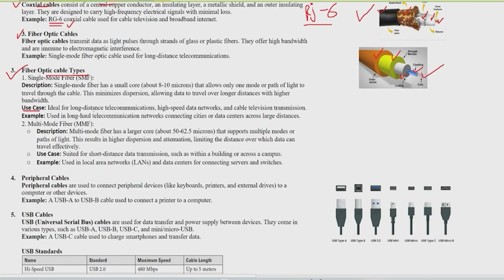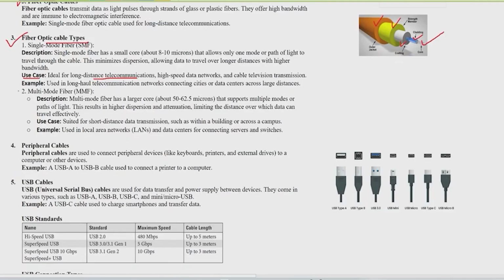So what are the use cases? Use cases are long distance communication, because these twisted pair cables are limited to 100 meters maximum, while these can go up to kilometers. There are two types also, single mode and multi mode. The only difference is the core. The core in single mode will be 9 micron in size, and the multi mode will be 25 micron.